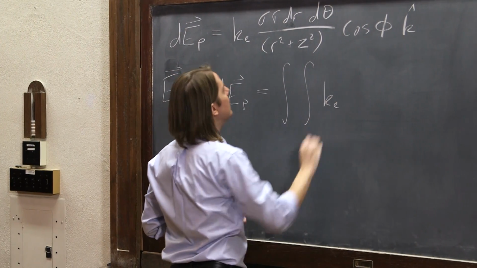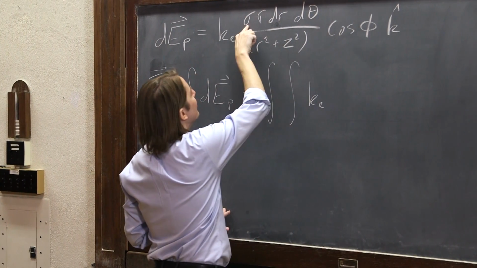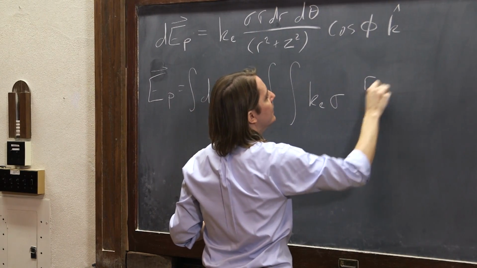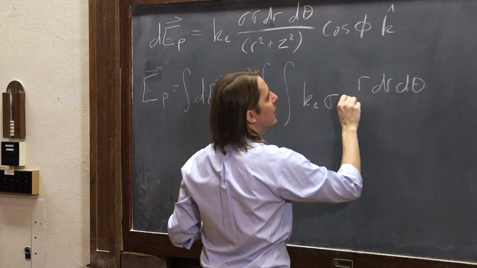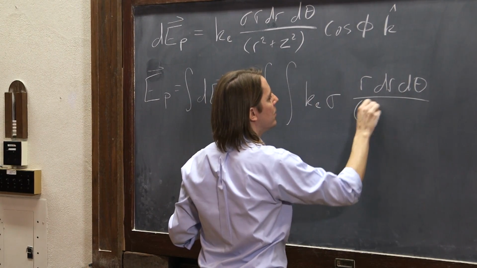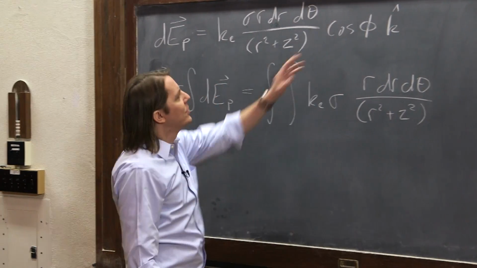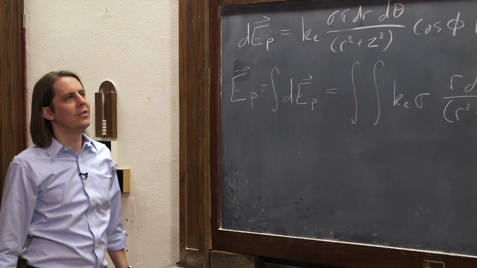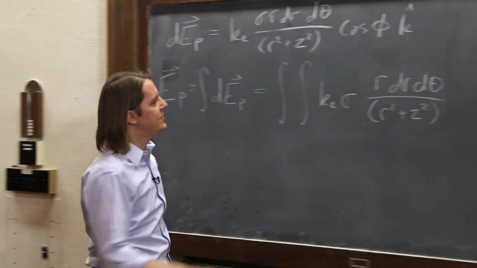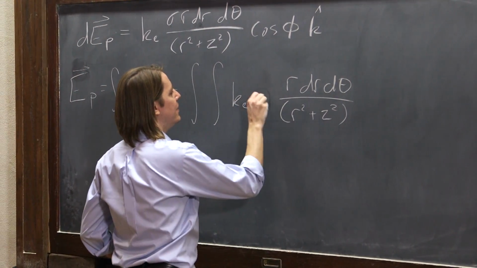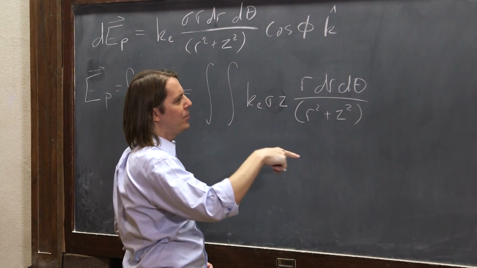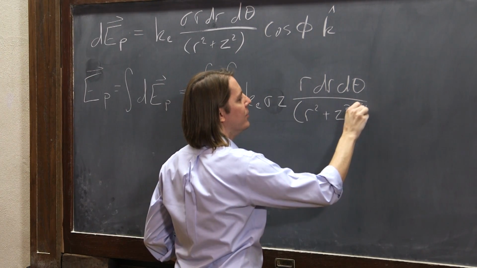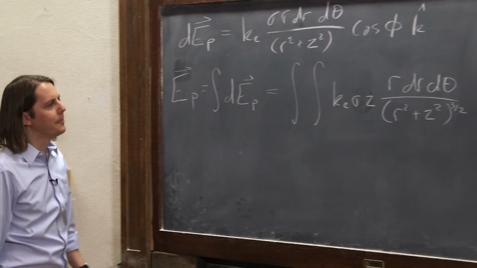We have Ke. I'm going to start pulling some constants out. Sigma is here, and then this is r dr d theta, and this is r squared plus z squared. And we never dealt with the cosine phi. Let's think cosine phi from that drawing. Cosine's adjacent over hypotenuse. Adjacent was z, so there would be a z in here. Let me fit it in here. And then the hypotenuse is the square root of r squared plus z squared. So there's another one of these in the denominator, which brings that to the 3/2, if you will allow me to skip a step there.